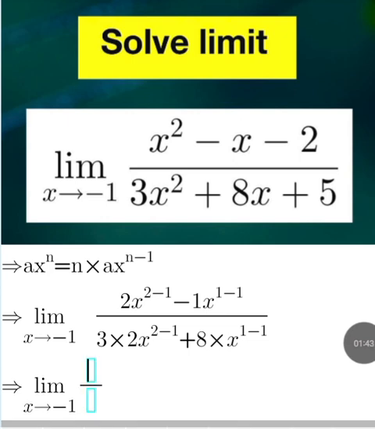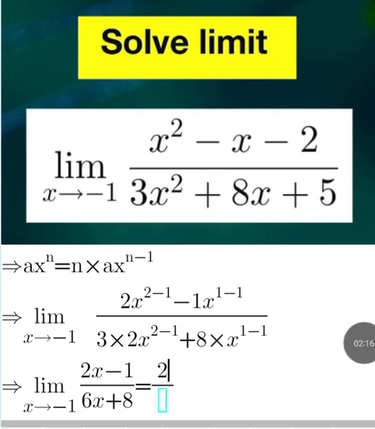So if you want to continue with that now, we're going to have 2x minus 1 times 1, which is 1. 1 minus 1 is 0, x to the power of 0 is 1, 1 times 1 is 1, divided by 6x plus 8. So next step, anywhere we see x, we are going to be putting -1.